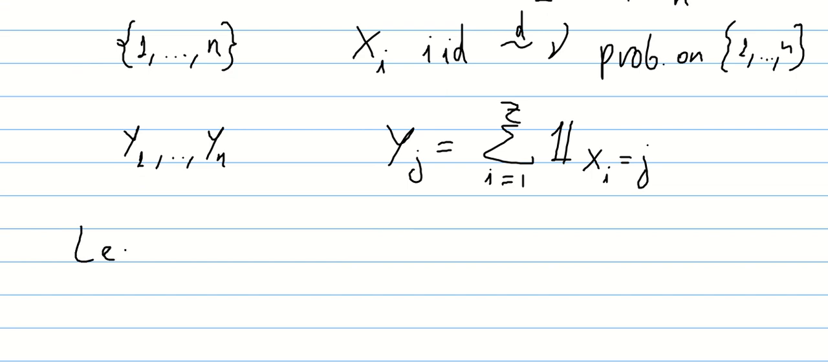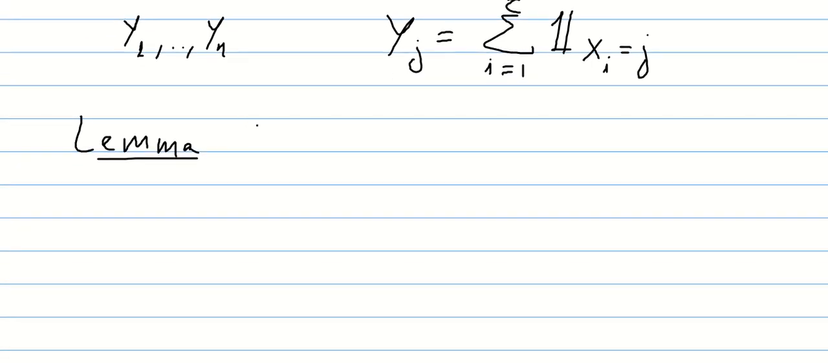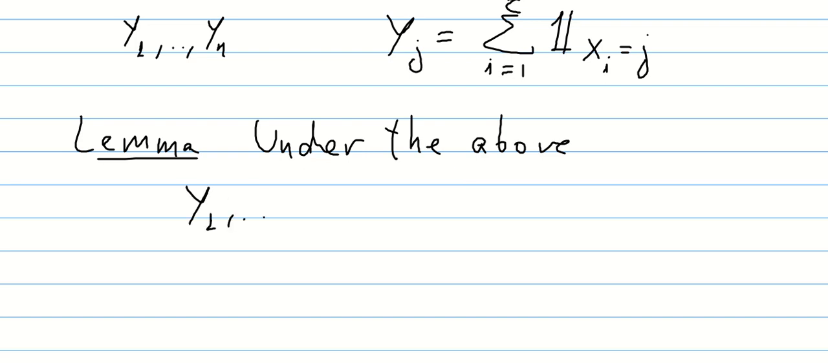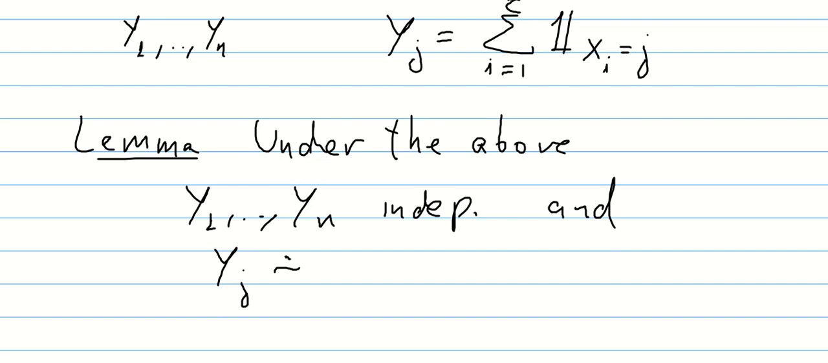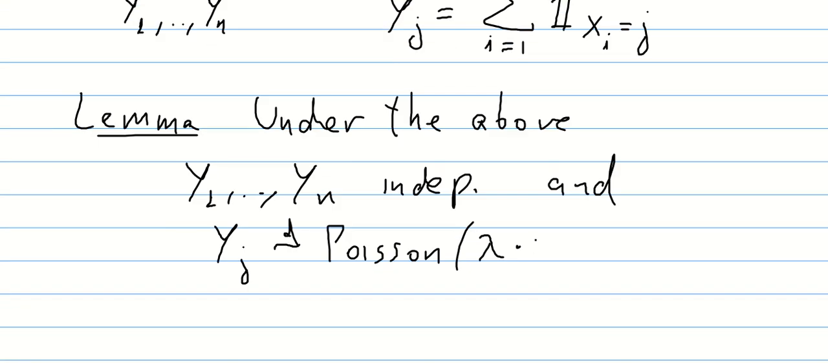What the next lemma tells us is that under the above circumstances, the yj are independent and yj is distributed as another Poisson random variable with parameter lambda times nu of j.